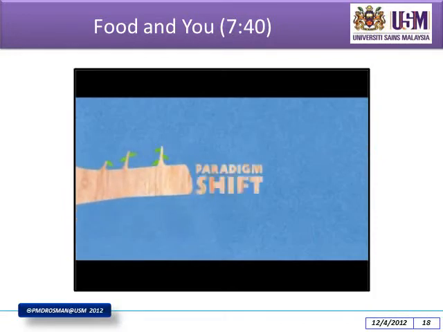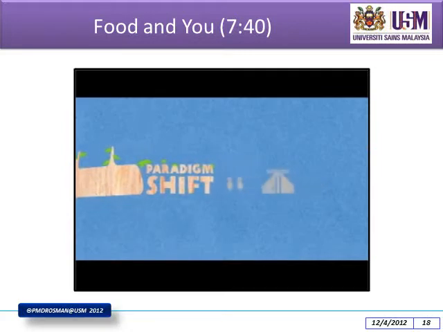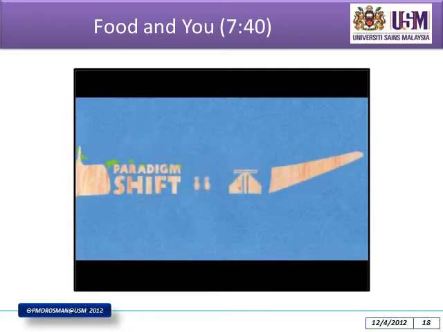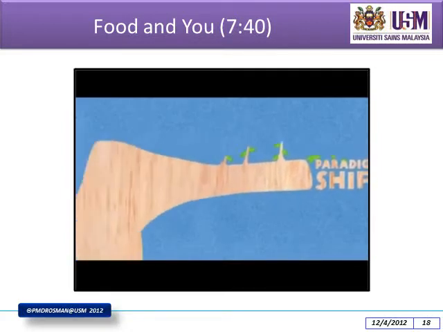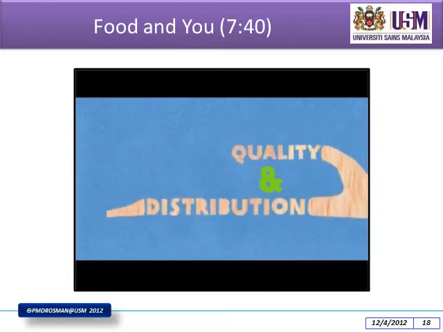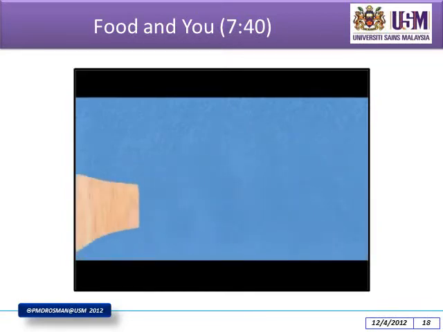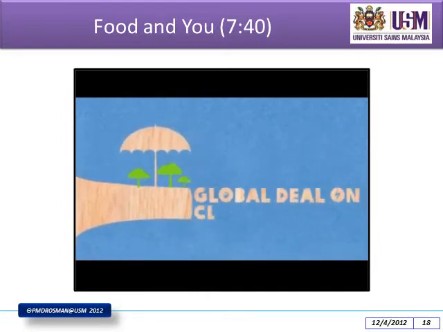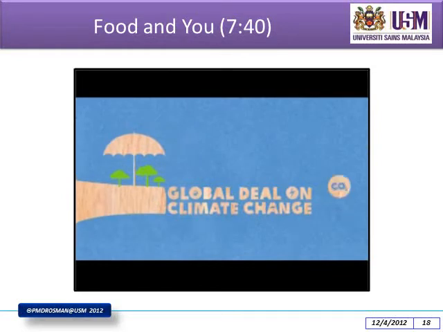A paradigm shift in agriculture towards more sustainable and ecologically friendly practices that benefit the world's 900 million small farmers, not just agribusiness. We don't just focus on crop yields, we focus on quality and distribution, better waste management, sustainable consumption and green consumerism. Adaptation to climate change and a reduced vulnerability to impacts, as well as a global deal on climate change to ensure countries are working together towards more sustainable practices.